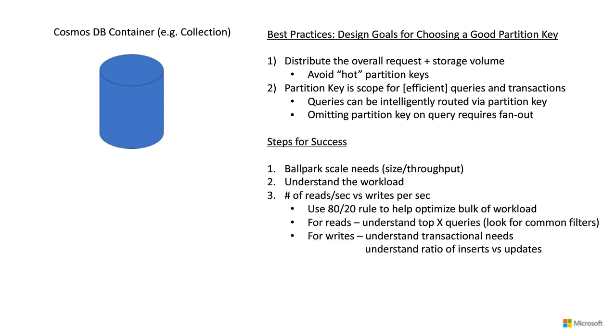So here are the steps that you're going to want to follow for choosing a good partition key. First, you're going to ballpark your overall scale needs, and this is going to be in terms of the amount of size or storage. So is it gigabytes? Is it petabytes? You're also going to ballpark the scale needs in terms of throughput. Do I need 1 request per second, or maybe 100 requests per day, which will translate to a fraction of a request per second, or do I need millions of requests per second?